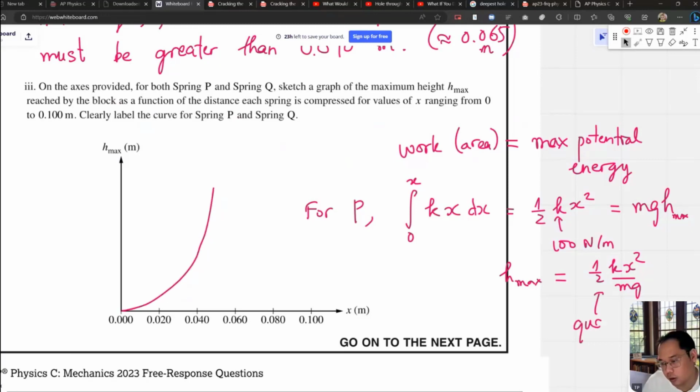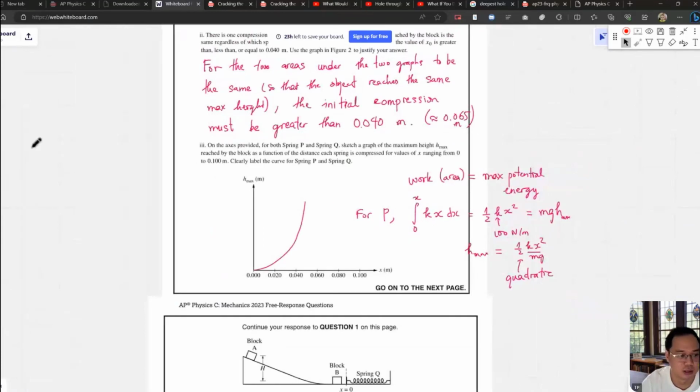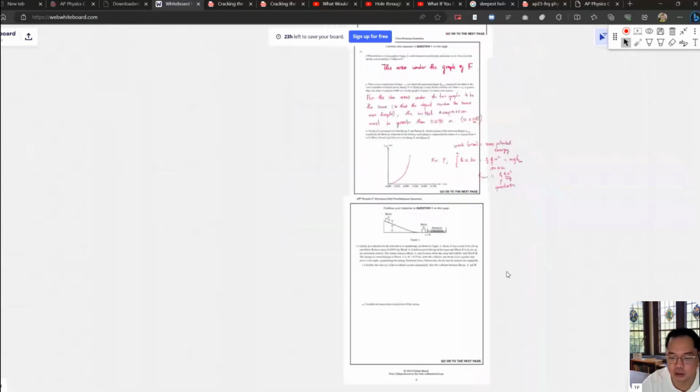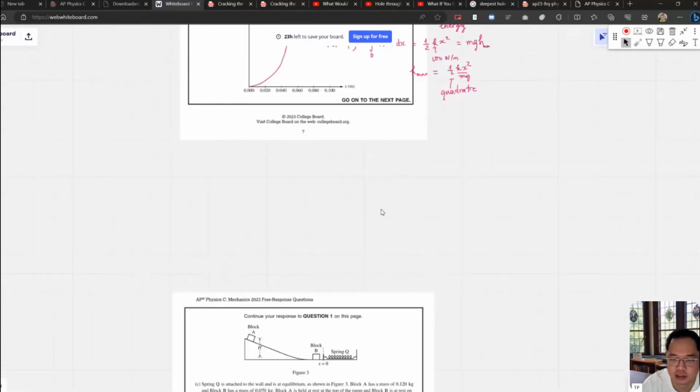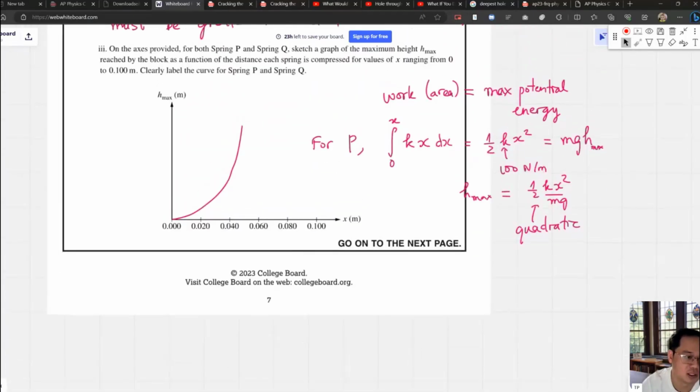Quadratic. It will be harder for the spring Q. Let me write down here for the spring Q. But I like this one. Yeah, it's been a long time since I taught AP C. Most of my students study IB or A level.